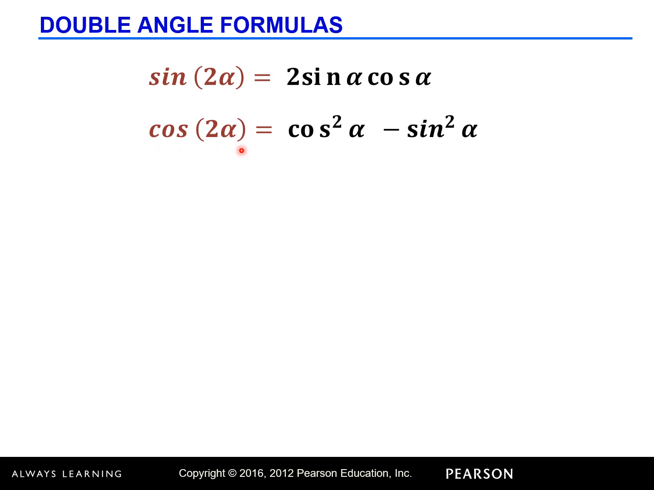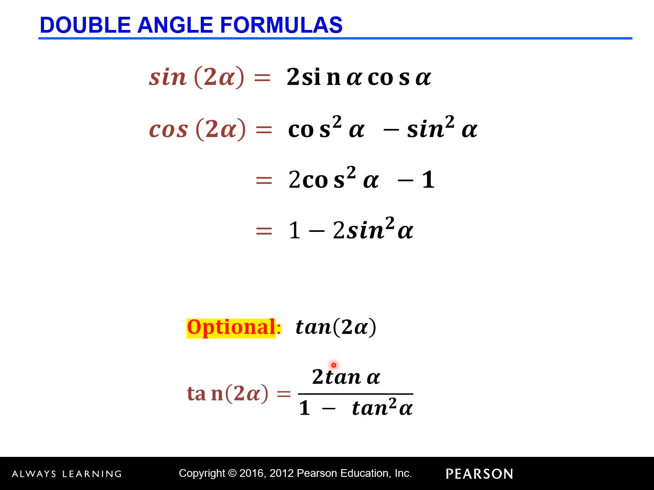Actually, there are 3 equivalent identities for this. The first identity is in terms of cosine and sine, but the second equivalent identity for cosine 2 alpha is in terms of cosine only. So this is equal to 2 cosine squared alpha minus 1. Another one is in terms of sine only, which is equal to 1 minus 2 sine squared alpha. So you can use any of these identities. Usually you can just memorize the first one: cosine squared alpha minus sine squared alpha. And then for the double angle for tangent, this is also optional, but you can use this formula in case you see this problem in the homework.